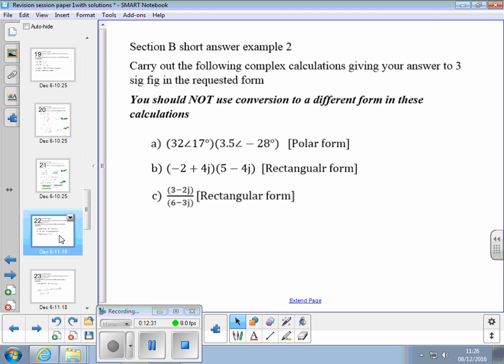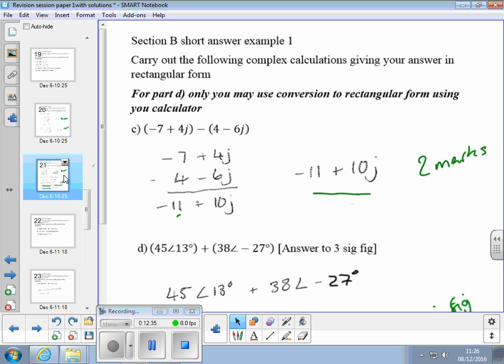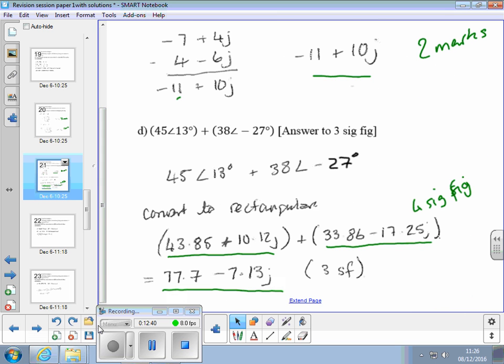Next question. What's the last one? 29.7. The final answer: 77.7 minus 7.13j. If you haven't got that, the first thing to check is whether your calculator is in degrees and not radians. So at your leisure, I would suggest you go through that question again, and see if your method was right when your calculator's in degrees.